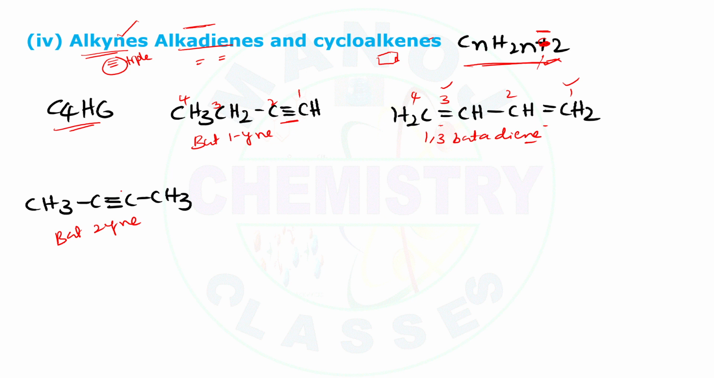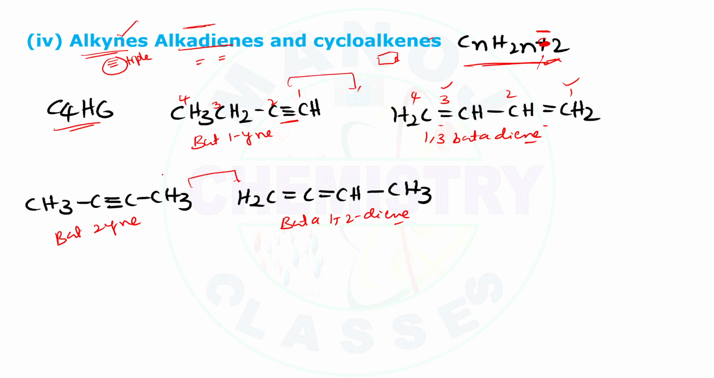One more example, we can write it as buta-1,2-diene. So this one is also a functional isomer of these two. These two are functional isomers, but these two are positional isomers, and these two are positional isomers, but these two are not functional isomers. Clear? As those two have the same functional groups.